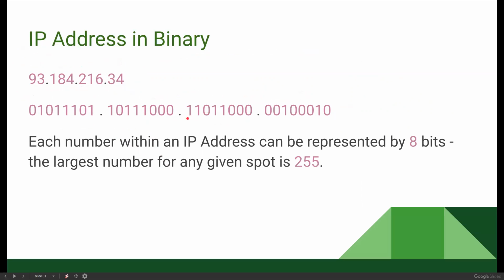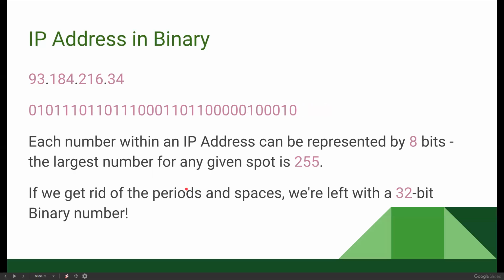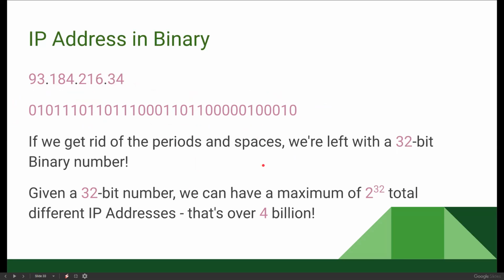So our smallest possible IP address is 0.0.0.0. Our biggest one is 255.255.255.255. There we go. Now, if we get rid of the periods and spaces here, we're left with a 32-bit binary number representing that IP address. And when we have a 32-bit number, that means we have a maximum of 2 to the 32nd total different unique IP addresses, which is over 4 billion.